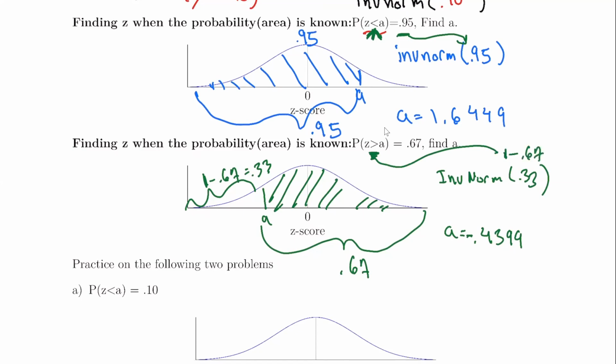So if you want to have a little formula going, if it says Z is less than, just use the inverse norm of the probability. If it says Z is greater than A, then you have to do the complementary rule for that one. So that's kind of an easy way to think about it.